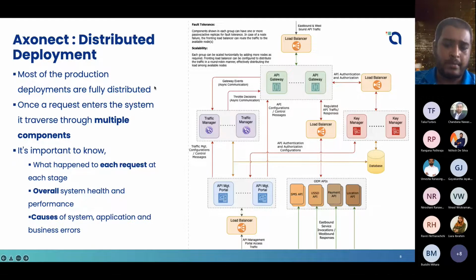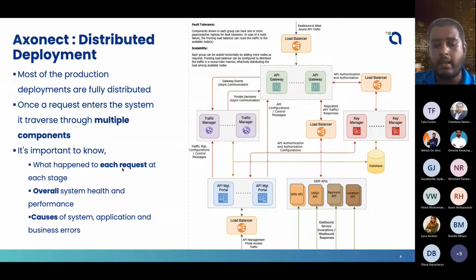So therefore, we have to have a proper way to observe our system, right? For example, we have to have a way to find out what happened to each request at each stage, right? Because it goes through multiple stages. It has to be granular. We have to be able to get a granular view of the state of a request at each stage, right? And then what is the overall system health and performance, and how are the individual components doing, right? We might see that the overall CPU usage has gone up, but there are 10 components there. So who really causes that, right? So you need to be able to drill down. That drill down capability has to be there.